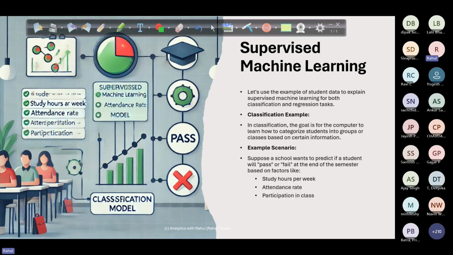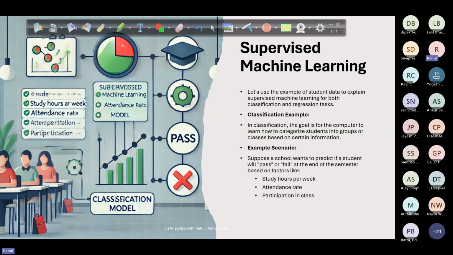Now, what is a supervised machine learning technique? Let's use an example of student data to explain supervised machine learning for both classification and regression. So basically, supervised machine learning is further divided into two parts. One is known as regression and second is known as classification. So we'll try to understand that.